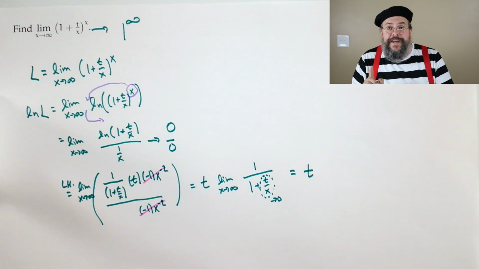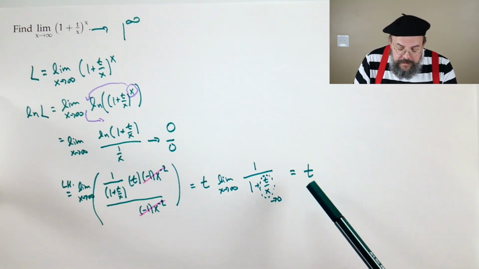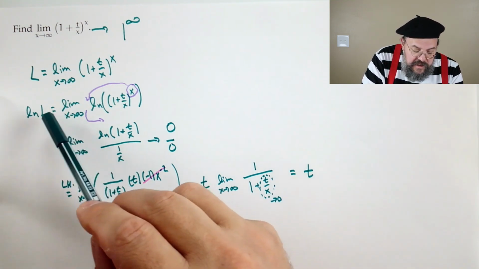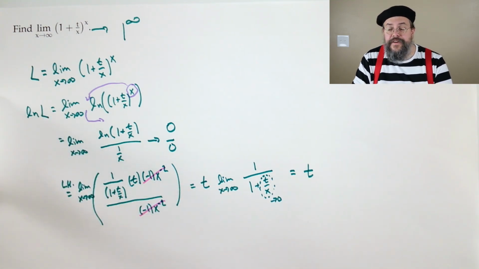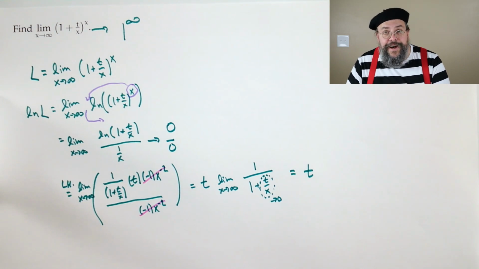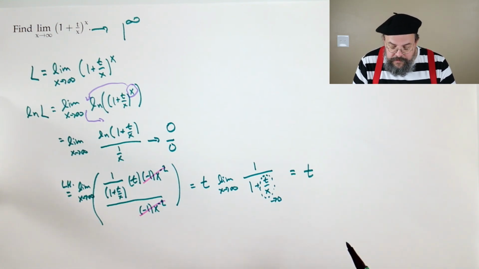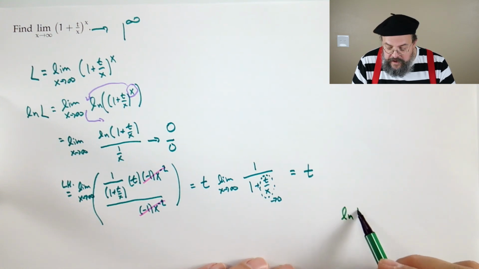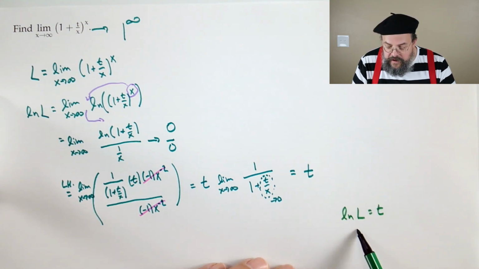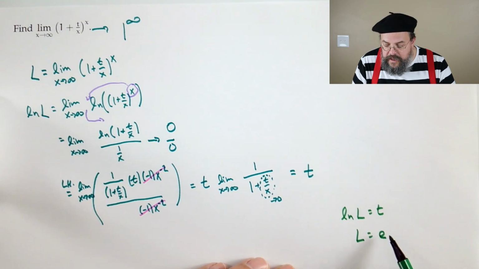All right, now remember, that's not our answer, because what is t? We follow our trail back. T is the log of our answer. Okay, so the log of our answer is t, and therefore we come to the conclusion that since the log of our answer is t, then our answer would be e to the t.